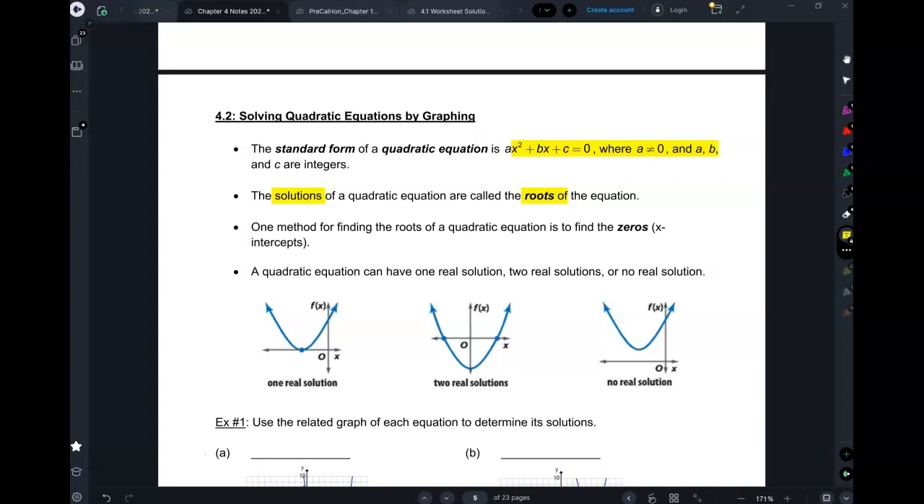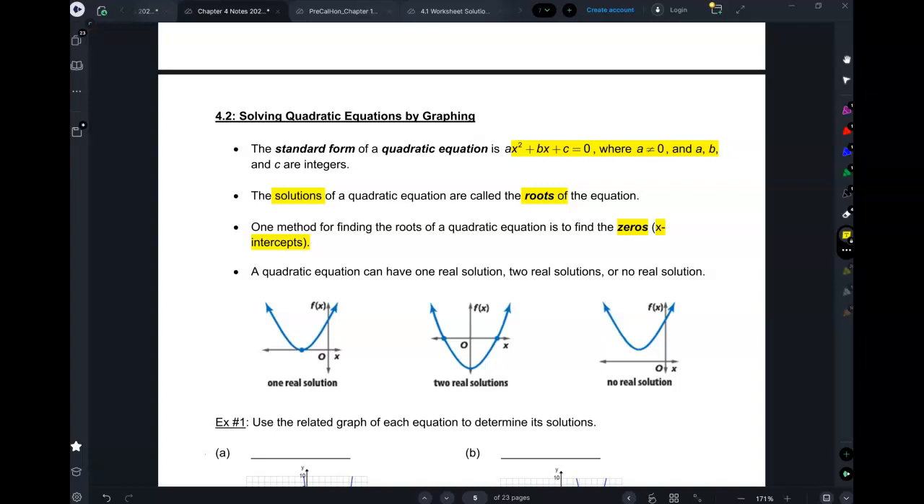So when you set this equal to 0 and solve, x equals -3, x equals +2. Those are called the roots of the equation. One way to find the roots is to find the zeros or the x-intercepts. So now take a look here. I have 4 terms highlighted: solutions, roots, zeros, x-intercepts. All 4 of these things mean the same.